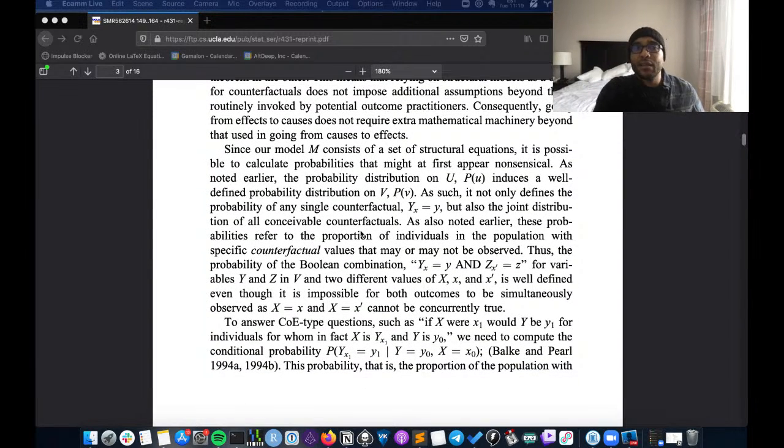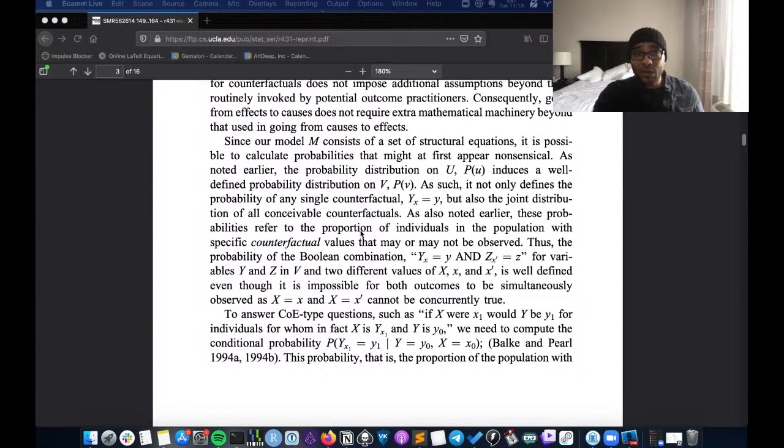Since our model M consists of a set of structural equations, it's possible to calculate probabilities that might at first appear nonsensical. As noted earlier, the probability distribution on U, P(u), introduces a well-defined probability distribution on V, P(v).